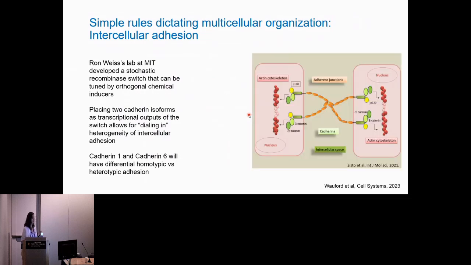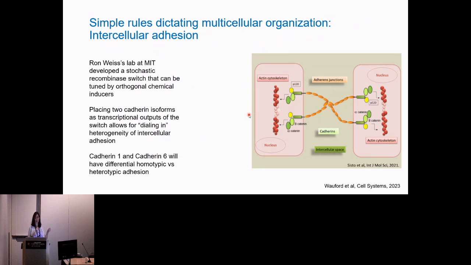For those of you that aren't familiar with cadherins, these are adhesion molecules on the surface of cells that really rely on kind of Velcro, if you will, with the neighboring cell of the same isoform. So you can have homotypic interactions, which are very, very strong, or heterotypic. So these are going to be weaker if they're between isoforms.